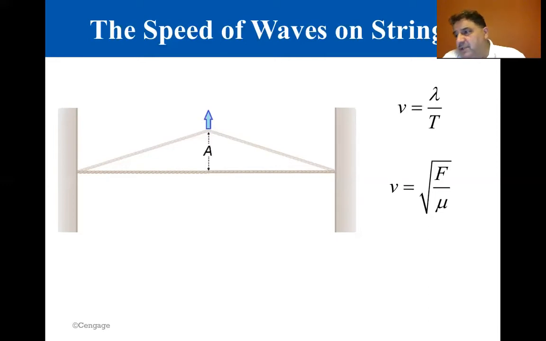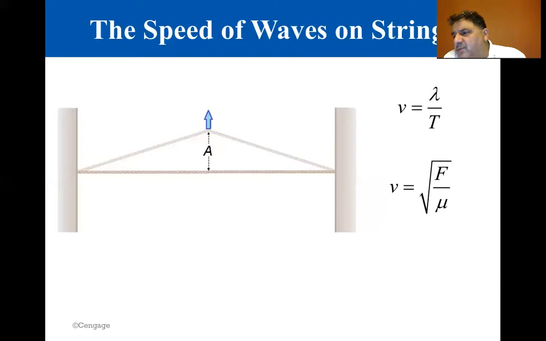From this equation, we can see that a larger tension results in a larger wave speed, and the larger linear density gives a slower wave speed, as we expected. So if you tighten a guitar string, you'll get a higher speed, a higher note.